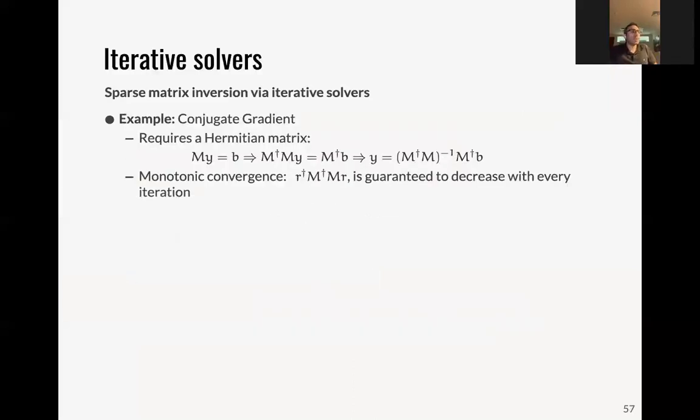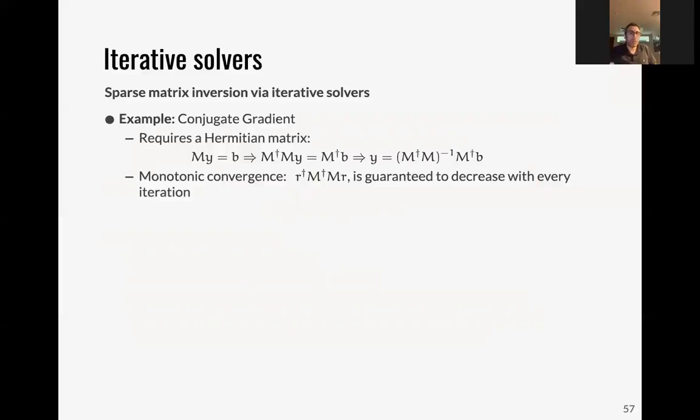In the case of conjugate gradient, one complication is that it requires a Hermitian matrix, but that's easy to obtain. If this is the equation that you want to solve for Y, then you just multiply it on the left with the Hermitian conjugate, M dagger. So basically what you want to solve is now this equation here, where the right-hand side is not B anymore, but M dagger B. Now, a nice thing about the conjugate gradient is that it's guaranteed monotonic convergence, meaning that this quantity, where R is the residual, which is basically MY minus B, this dot product is guaranteed to decrease with every iteration.